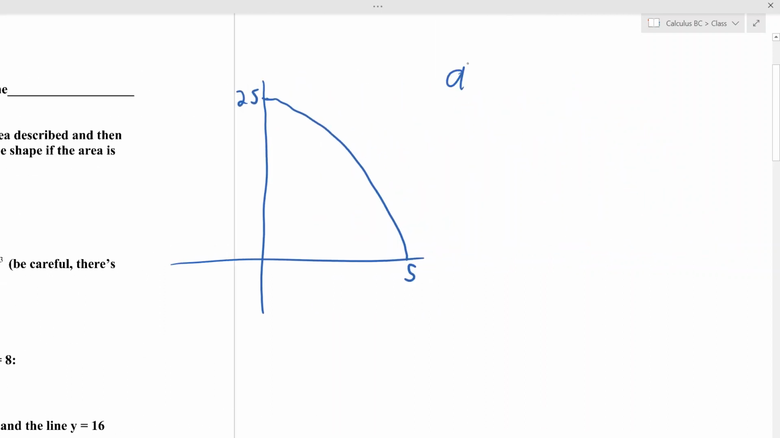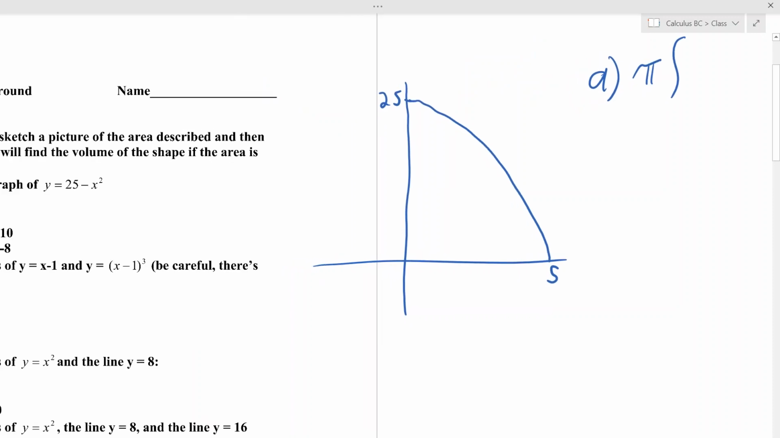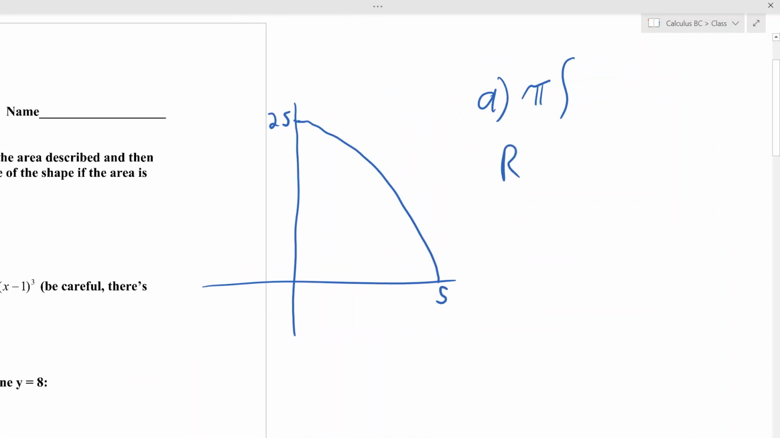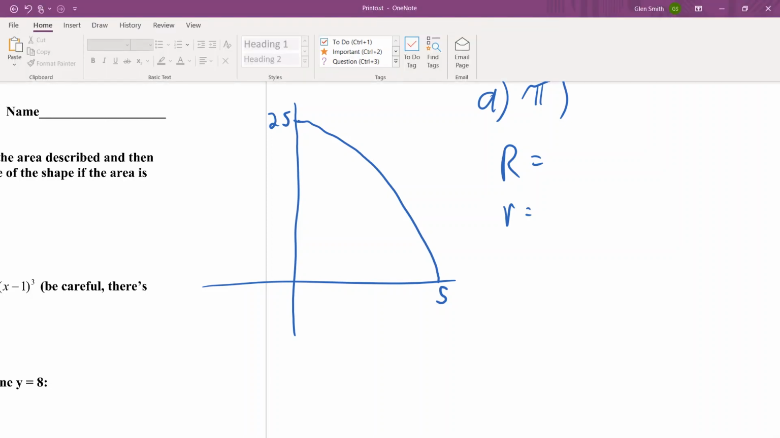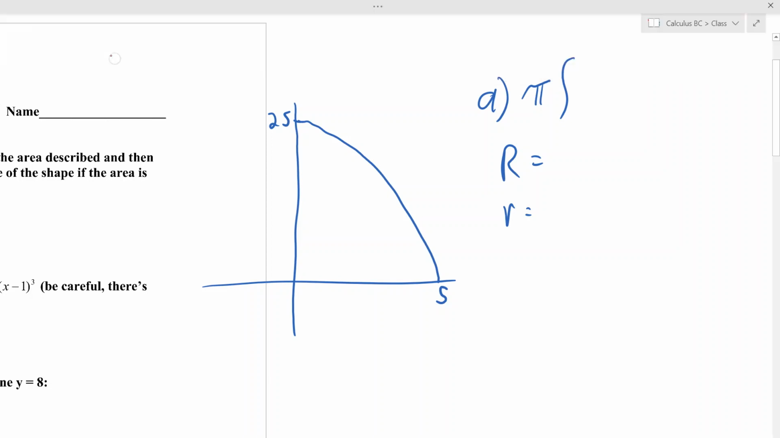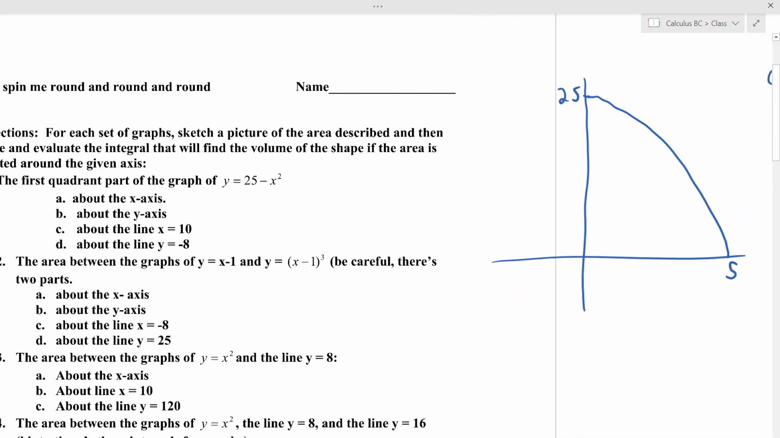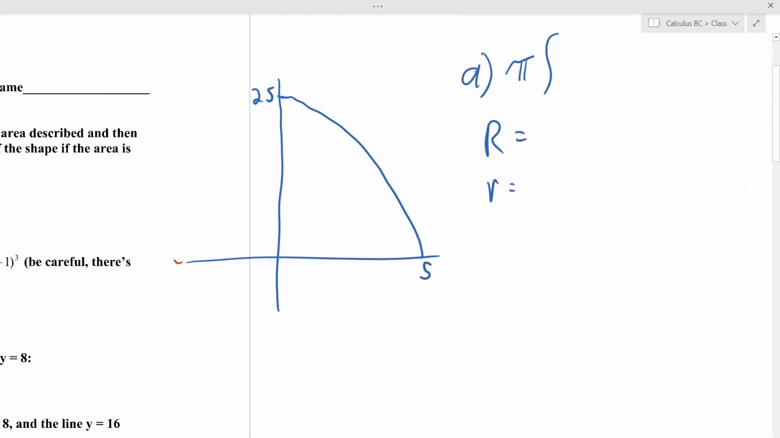We'll do it right up here. We know it's going to be pi times some integral, and we need big R squared and little r squared, but there is no little r squared for this one because the shape we are rotating sits flush against what we're rotating about. So again, we're going to rotate around the x-axis.